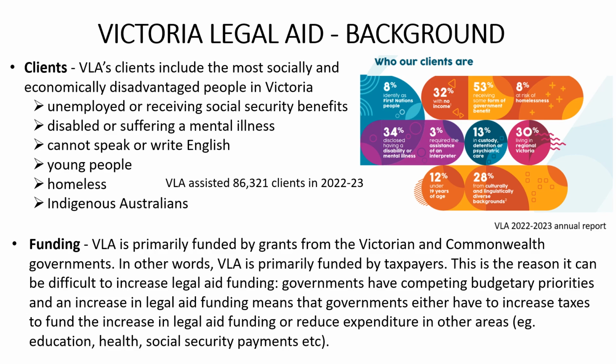Because it is dependent on government grants, the grants that are paid to Victoria Legal Aid can change from year to year because governments have competing budgetary priorities. In particular, although legal aid funding is widely recognised as being insufficient to meet the community's needs, it is very difficult for the government to significantly increase legal aid funding. This is because, to significantly increase legal aid funding, governments either have to increase taxes to fund the increase in legal aid funding, or reduce expenditure in other areas, such as education, health, and social security payments, so that they can reallocate that funding to legal aid.